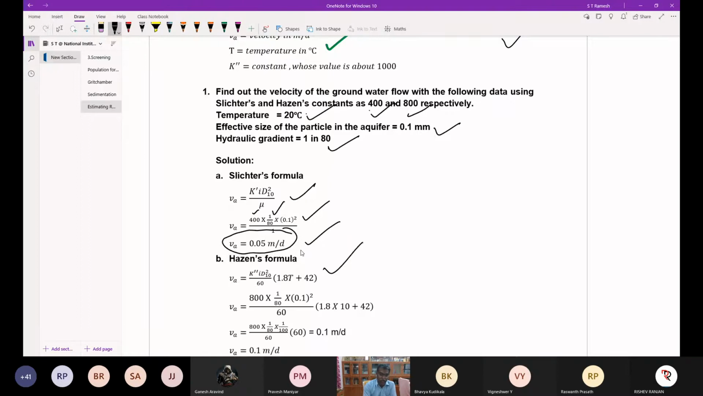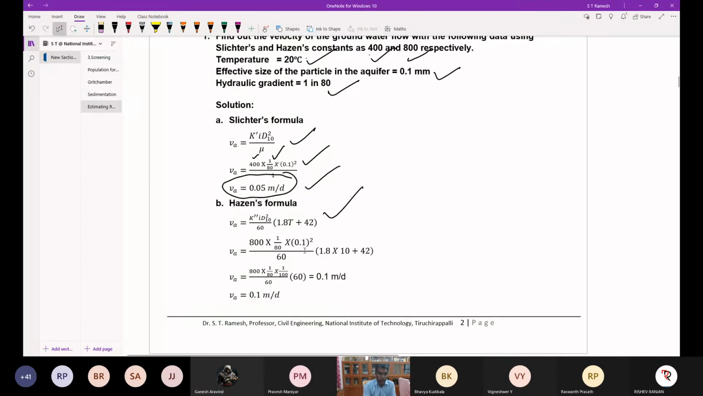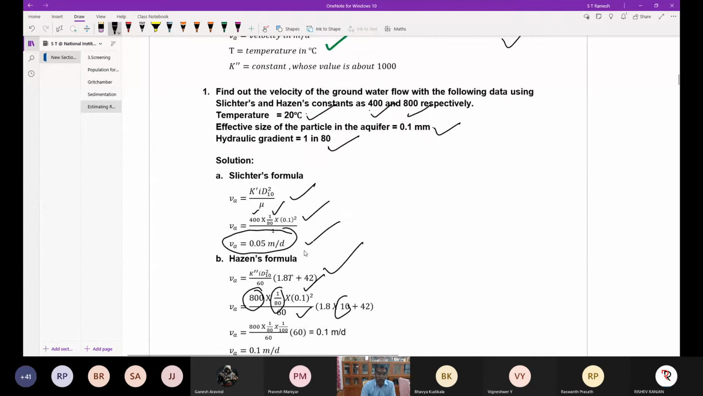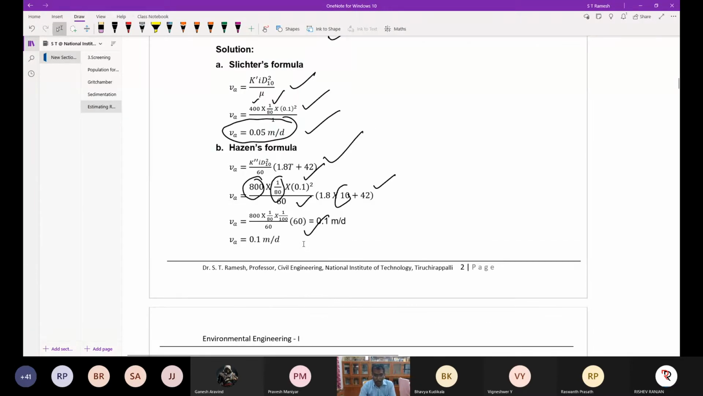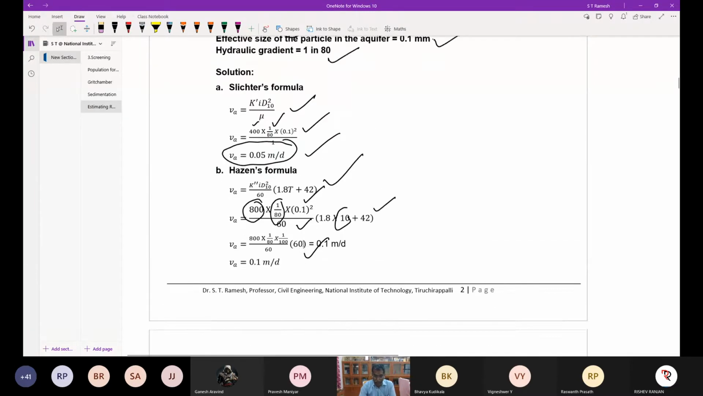And Hazen's formula here, again direct substitution, K double dash is mentioned as 800, so I'm substituting 800 here. I is equal to 1 by 80 and D10 is again 0.1, divided by 60 into 1.8 into, I think this is 10 or 20, I'm not sure, you just check, I'll also check. 20 plus 42. So here you may get velocity as 0.1 meter per day. Is it okay? These are also not very challenging, and these are direct substitutions of formulas.